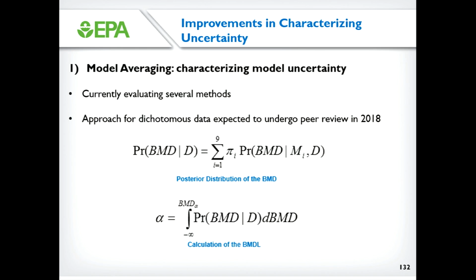So a couple things in terms of improving characterizing uncertainty. We're looking at model averaging. We're currently evaluating several methods for doing this. At this point, we're focused on dichotomous data. We think that will be easier to do. It's a more developed field. And looking at ways so that you can capture the different models would give you somewhat different estimates of BMDs.